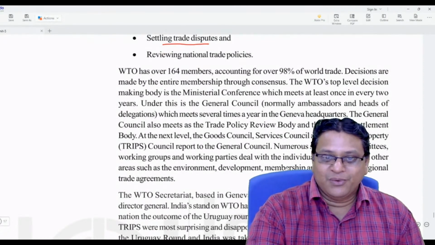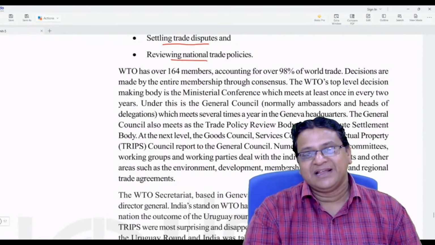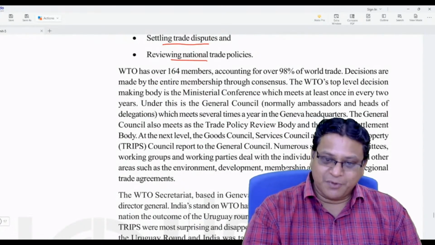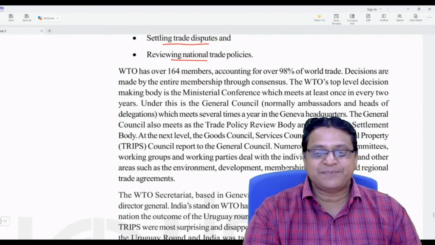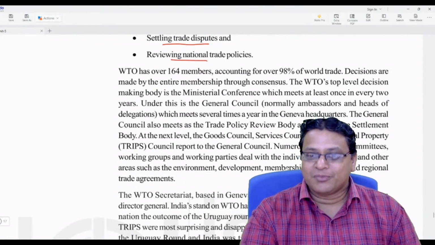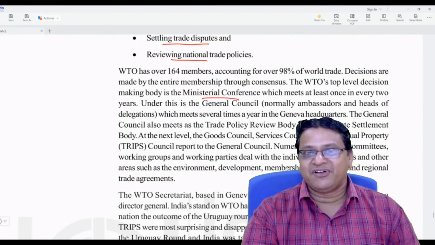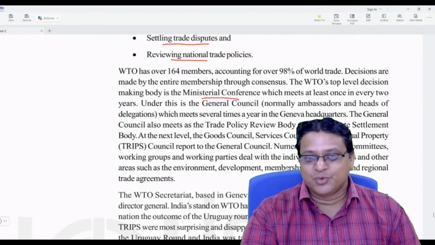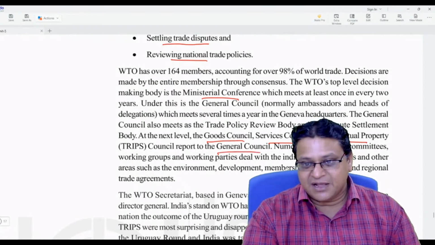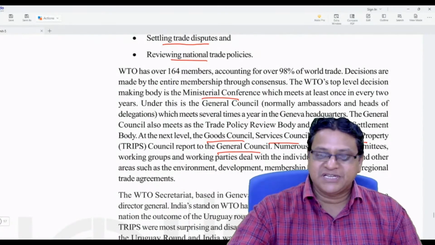And in WTO, there are many agreements we have discussed. The most important agreements are the GATT agreement, GATS agreement, and intellectual property rights related agreement, or TRIPS agreement. And we have discussed the different formations of WTO: the Ministerial Conference, different councils like the Goods Council, Services Council, Intellectual Property Council, the General Council, and specialized committees.